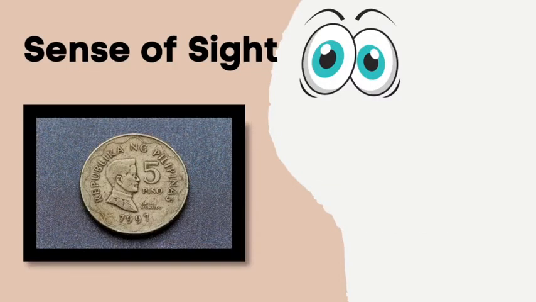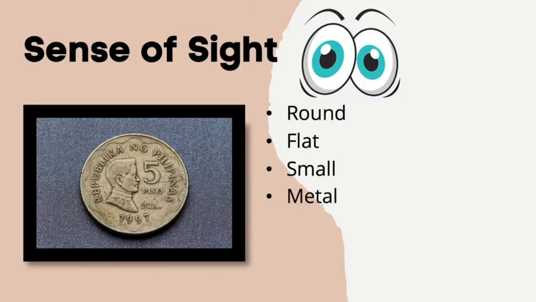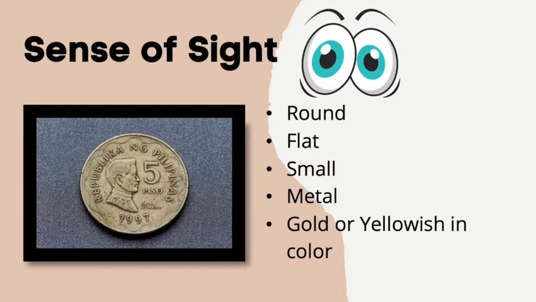In this photo, we see a 5 peso coin. With the use of our sense of sight, we see that the coin is round. It is also flat. It is small, metal, and gold or yellowish in color.